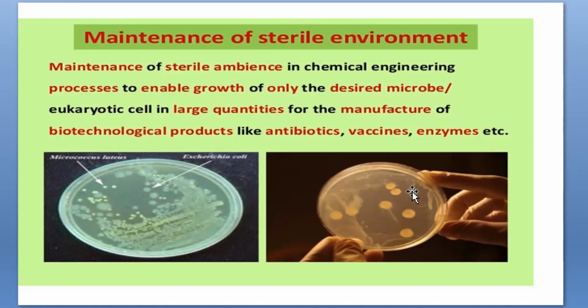So if other bacteria are also growing, it means that our research is not successful. You have to see to it that only our bacteria, which have the desirable genetic material, are growing here. So we have to maintain a sterile environment.